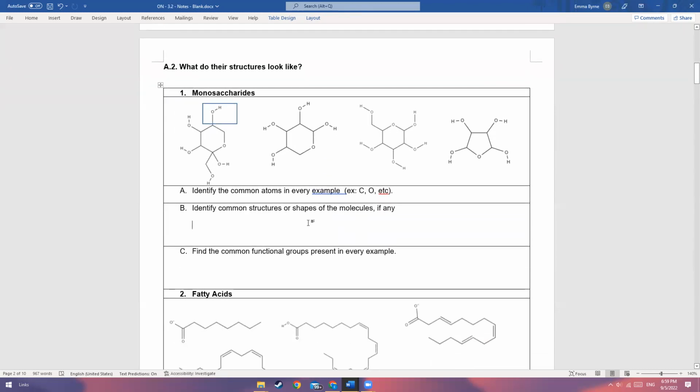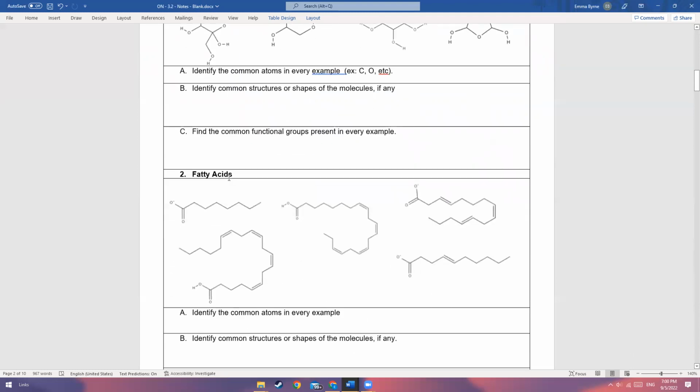So B is to identify those common structures or shapes, and C is to find common functional groups present in every example. Remember, we covered the functional groups. They add a certain level of reactivity to the structure. They determine how reactive that molecule is. So just start to recognize patterns in these monosaccharides.